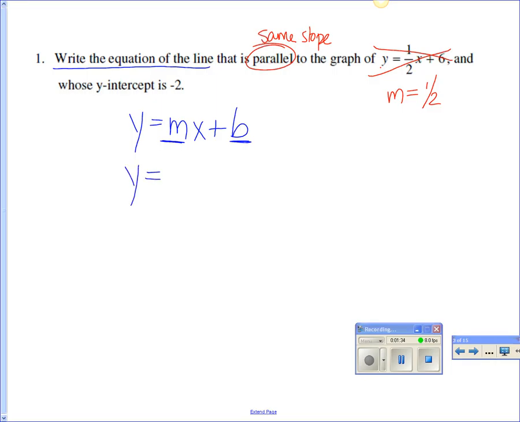For m, I'm going to put in 1/2. What do you always need to put next to that? X, good. And then what goes in for b? -2. So that's your answer to number 1. Okay? You might have a question on number 1.